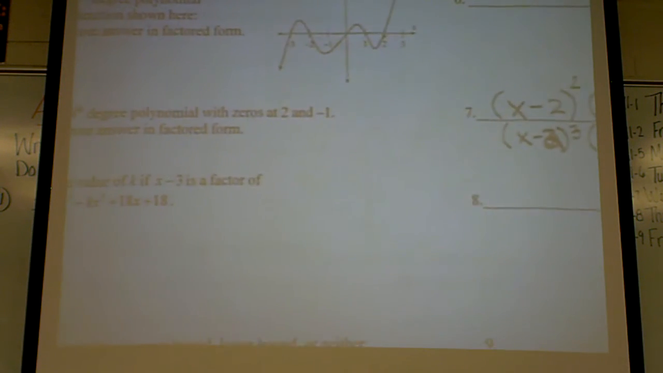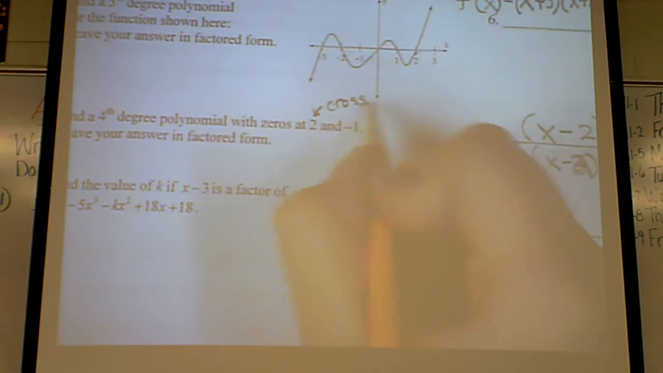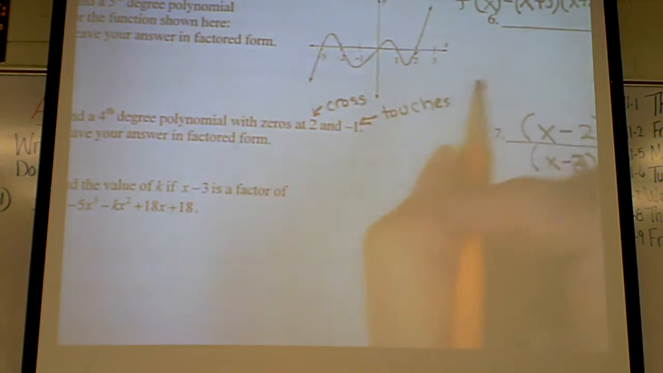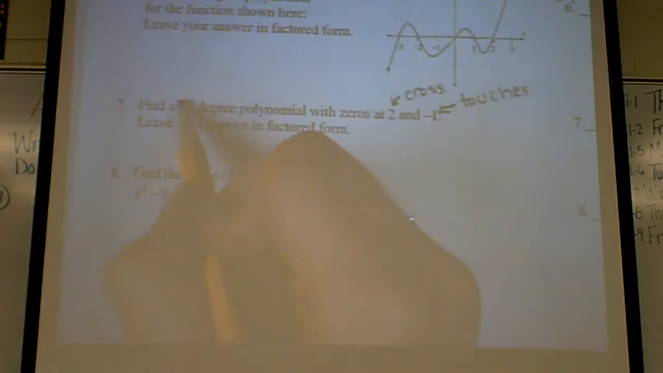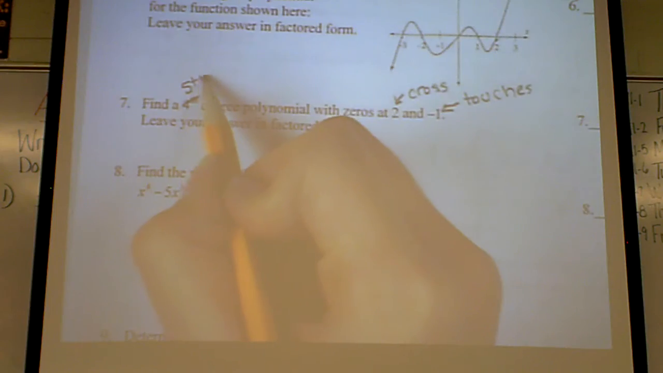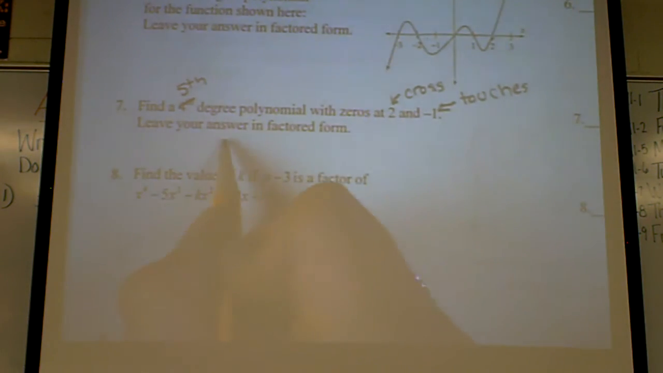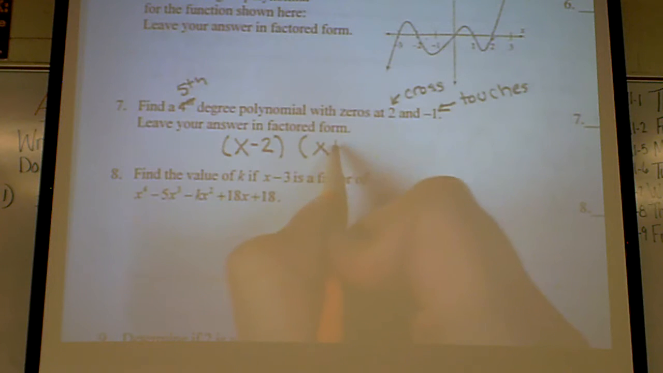What if this had said that 2 crosses and -1 touches? 2 is odd and -1 is even. Okay. This would have to be a fifth degree. How would I do this one? My zeros are 2 and -1, so I have x minus 2 and x plus 1.